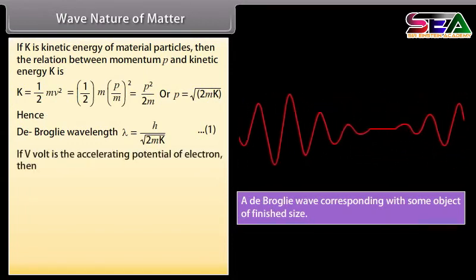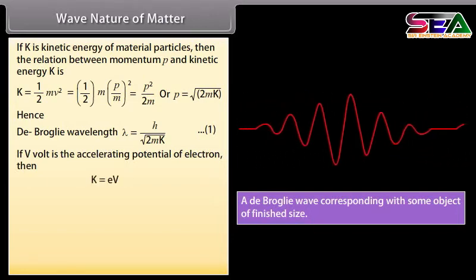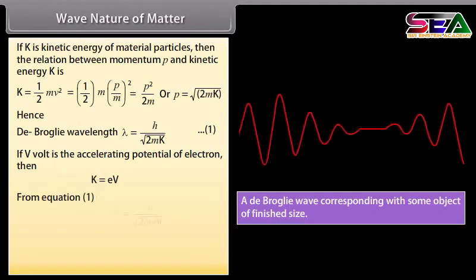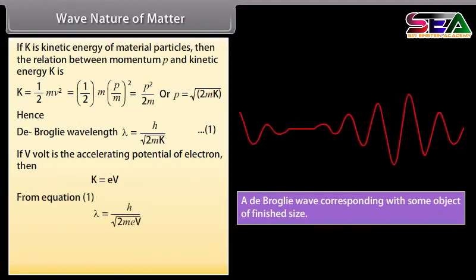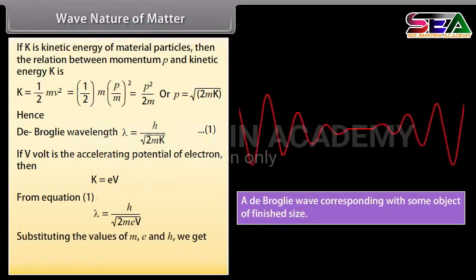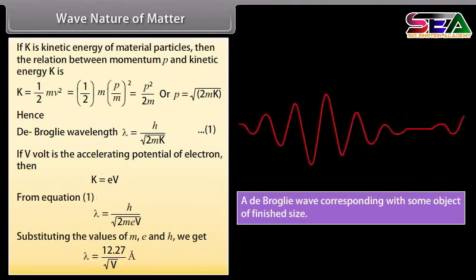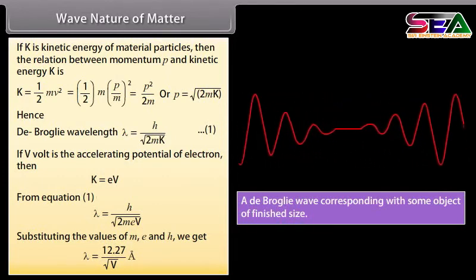If V volt is the accelerating potential of the electron, then K equals eV. From equation 1, lambda is equal to h by square root of 2meV. Substituting the values of m, e and h, we get lambda as 12.27 by square root of V angstrom.